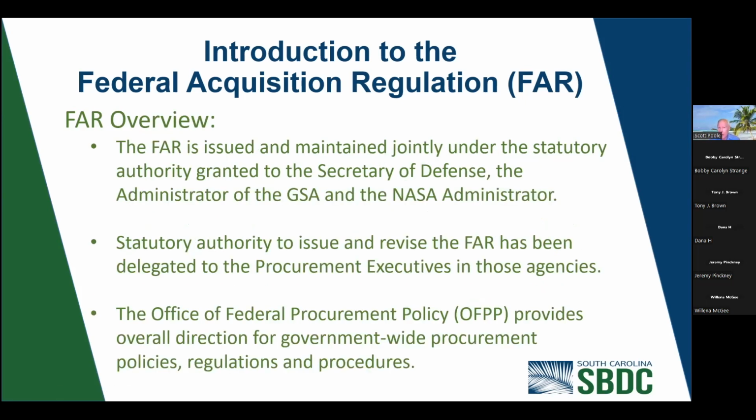Now, the FAR is issued and maintained jointly under the statutory authority granted to the Secretary of Defense, the Administrator of the GSA, General Services Administration, and the NASA Administrator. The statutory authority to issue and revise the FAR has been delegated to procurement executives in those agencies. And the Office of Federal Procurement Policy, OFPP, provides the overall direction for government-wide procurement policies, regulations, and procedures.